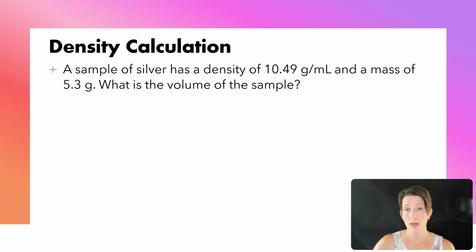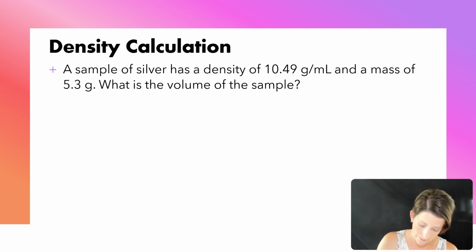In this next problem, I'm going to use the density or the magic triangle, so to show you how you can use that as a technique as well. But I'm still going to follow the same processes as before. A sample of silver has a density of 10.49 grams per milliliter and a mass of 5 grams. What is the volume of the sample?